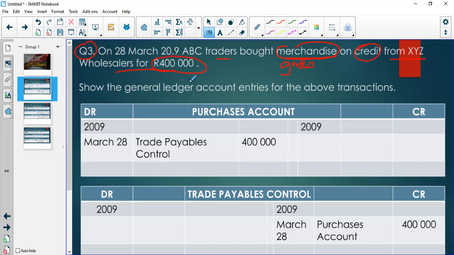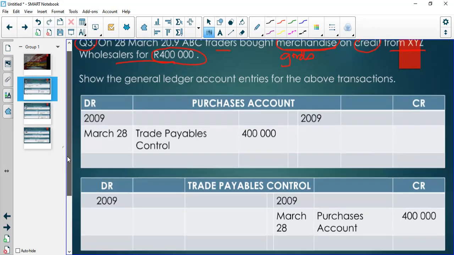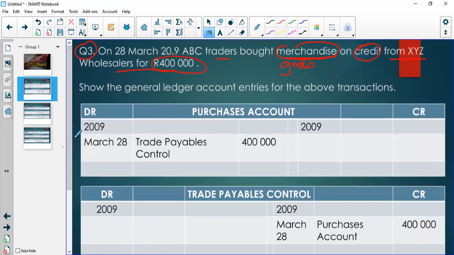Now I'm laughing because it's a bit of a tricky question. It's not as straightforward as we would love it to be. But if we buy merchandise on credit, anything for resale, we could record that under the purchases account or under the inventory account.